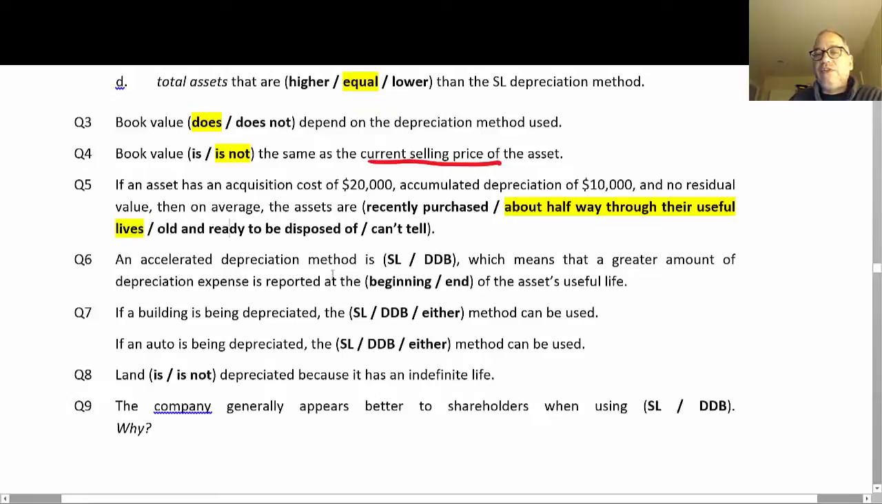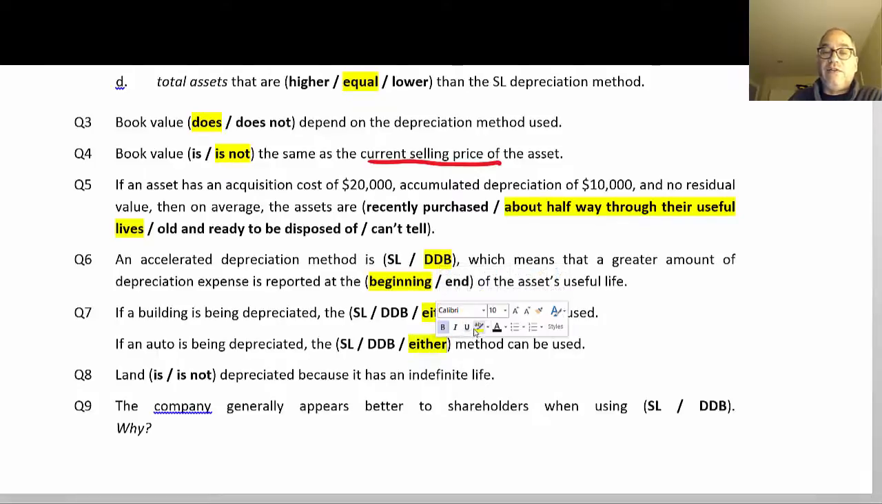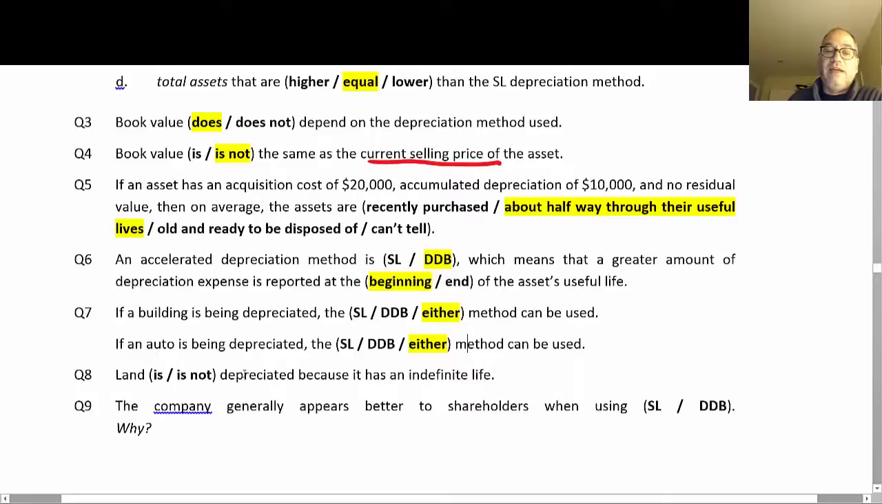Double declining balance is an accelerated depreciation method, and that means that a greater amount of depreciation is recorded at the beginning of the asset's useful life, and a lesser amount of depreciation expense will be recorded at the end of the asset's useful life. If a building is being depreciated, you could use either method. If an auto is being depreciated, you can use either method. It's up to you. Now, land is never depreciated.